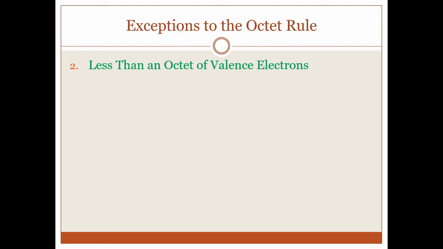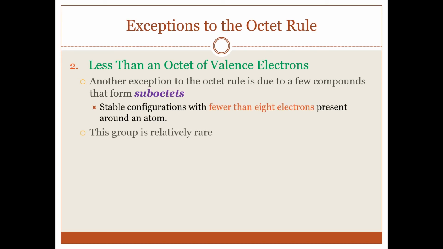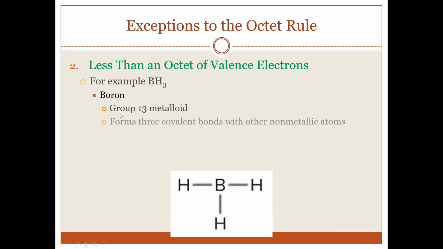Less than an octet. So another exception to the octet rule are called sub-octets. Sub meaning less than, octet meaning 8. And this group is relatively rare. One example is BH3. B is called boron and it's a group 13 metalloid. So it'll have 3 valence electrons, so it can form 3 covalent bonds with other atoms. And in the case of BH3, it's only going to share 6 valence electrons.